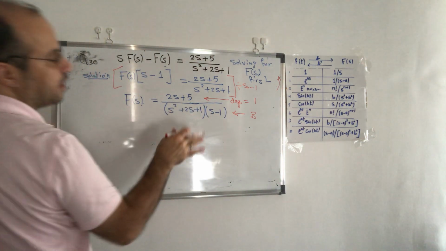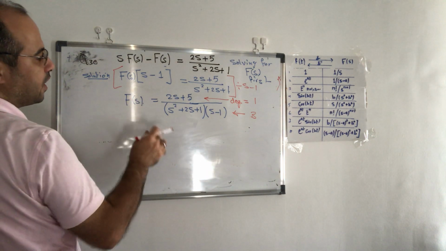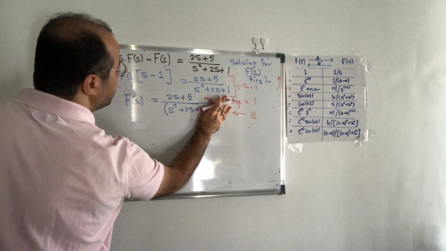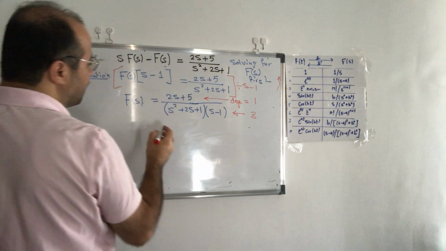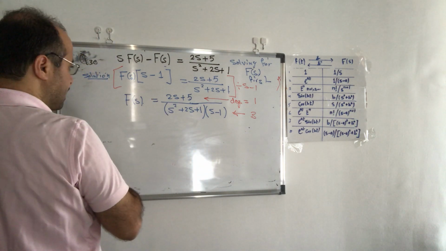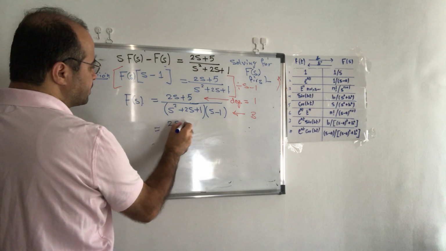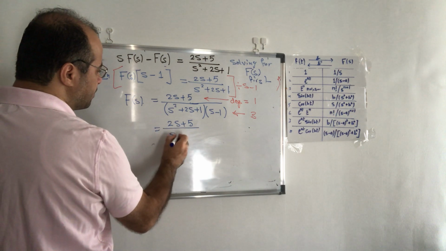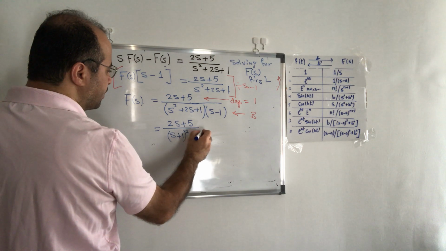This means I cannot do long division. Also, I cannot go with completing the square, because completing the square is something you think of only if you don't have this. In this way, I need to factorize. So the first step is factorizing. So we have (2s plus 5) divided by (s plus 1) squared and (s minus 1).